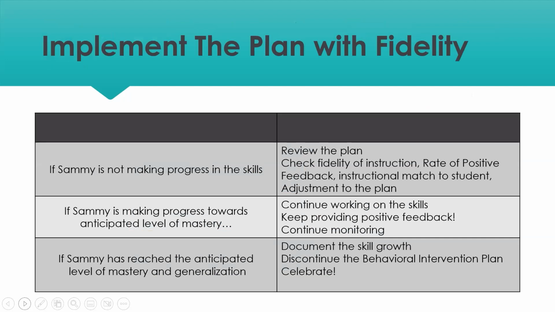Okay, so if Sammy's not making any progress on his anxiety and his tearing up the paper, then you need to go back and review the plan. Check on that fidelity piece. I always checked on the fidelity piece first. That was always my first question: is everybody doing it? Is everybody doing it this way?